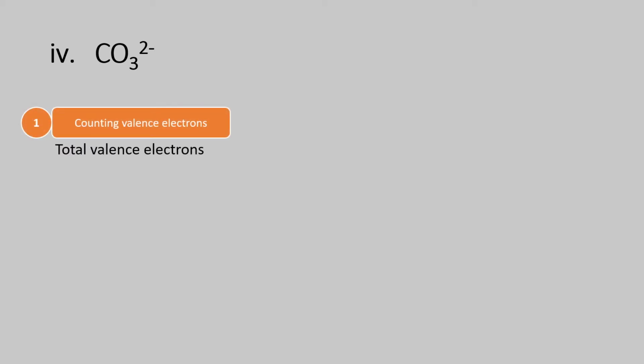Okay. This one is a bit hard. Sebab ada banyak pula. Kita kena fikir. But the general thing is same. Kita count the valence electron. So, carbon ada berapa? 4. Kan? For oxygen? 6. Tapi kita ada 3 oksigen kan?